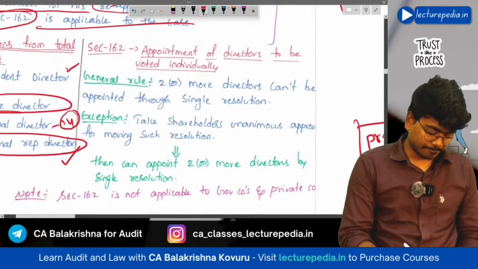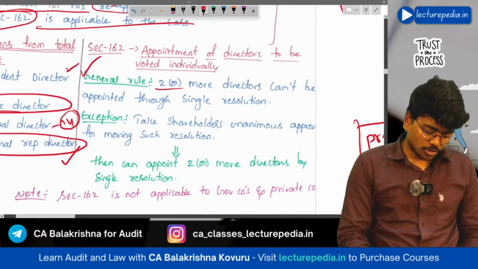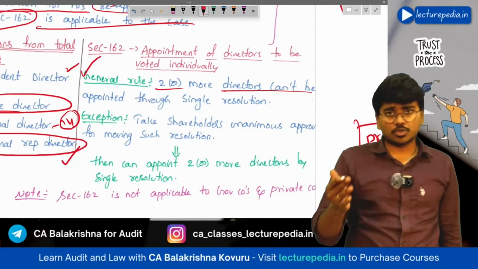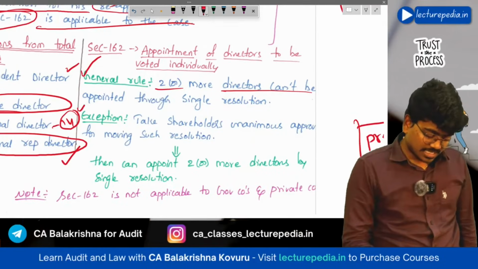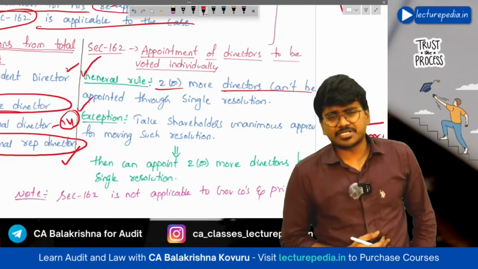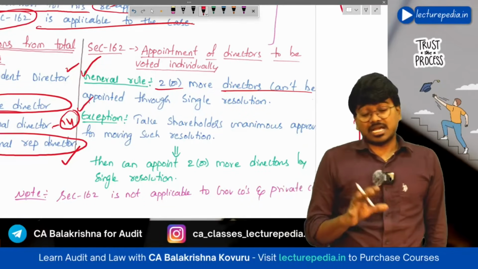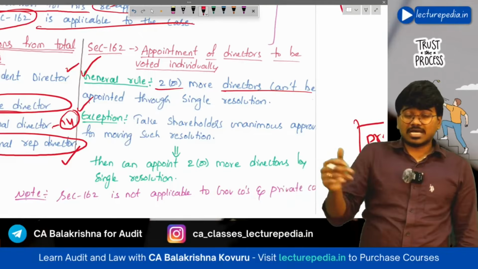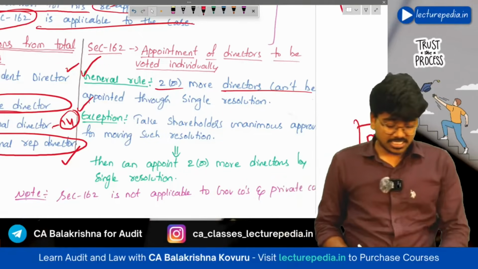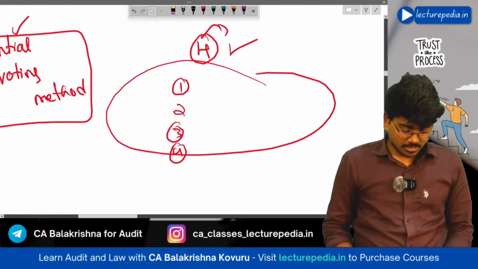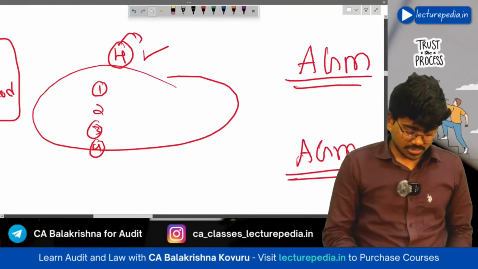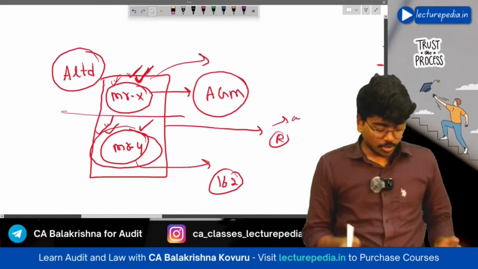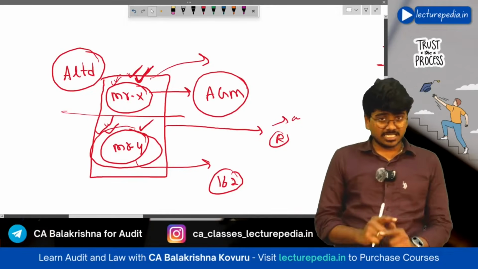See, general rule: two or more directors can't be appointed through a single resolution. I have told you the reason also. Exception: there is an exceptional situation in which the company can appoint two or more directors in a single resolution. What is the exception? Now see the same example, continuing. Here A Limited wanted to appoint Mr. X and Mr. Y in a single resolution.